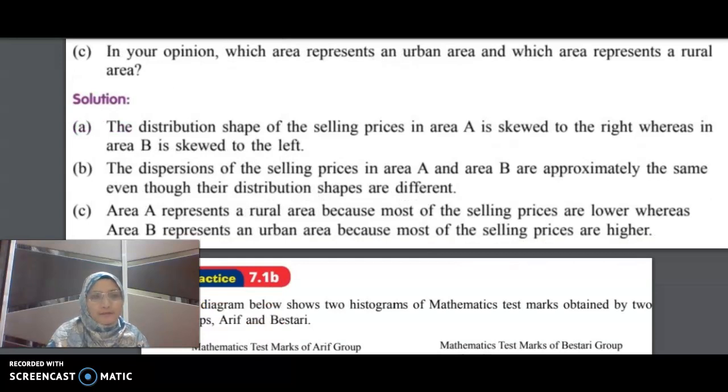Question C. In your opinion, which area represents an urban area and which area represents a rural area? Solution. Area A represents a rural area because most of the selling prices are lower, whereas Area B represents an urban area because most of the selling prices are higher.